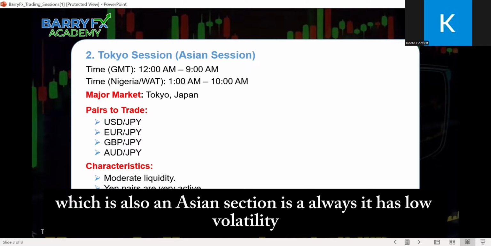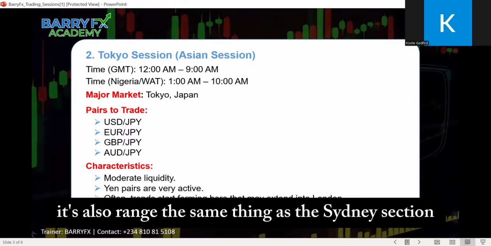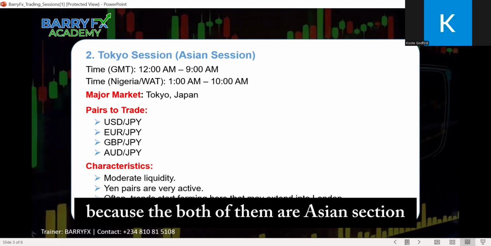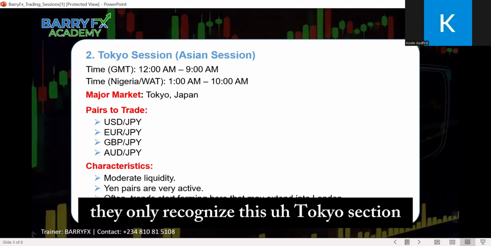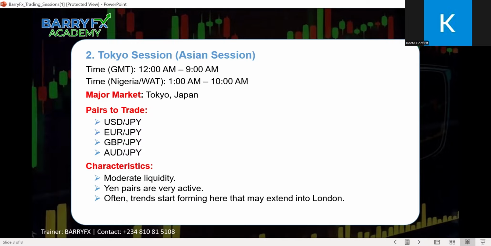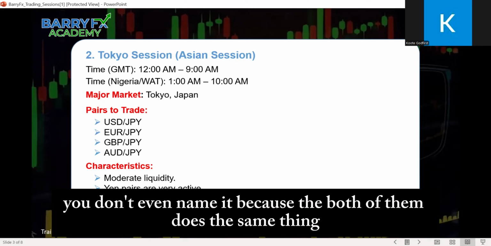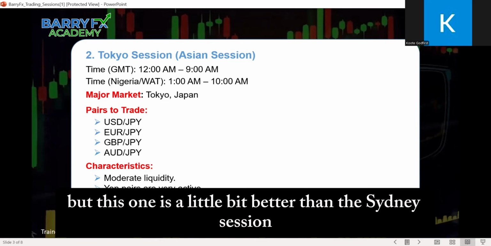it has low volatility also. It doesn't move fast. It also ranges, the same thing as the Sydney section, because both of them are Asian sections. But people don't recognize that Sydney section. They only recognize this Tokyo section, which they just use as the Asian section. They don't even name it because both of them do the same thing. Both of them consolidate. But this one is a little bit better than the Sydney section.